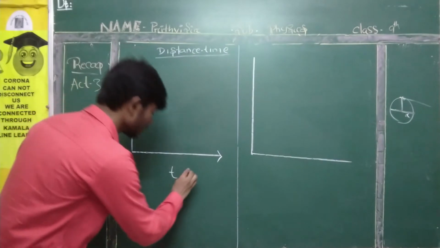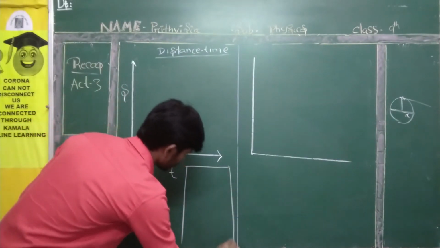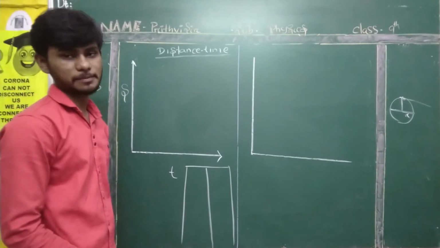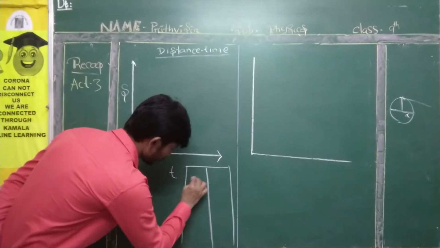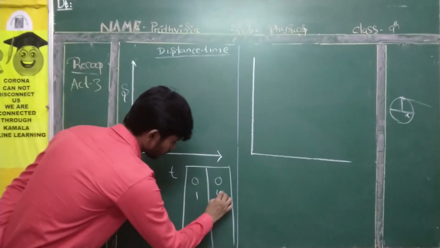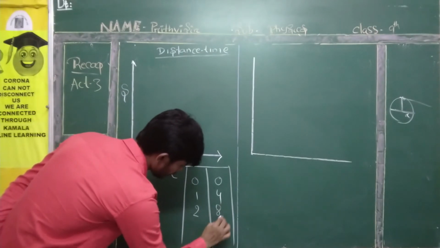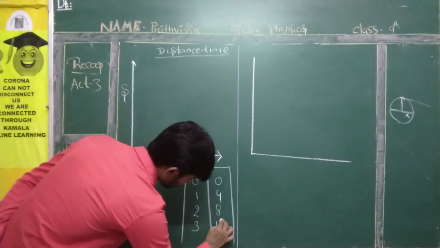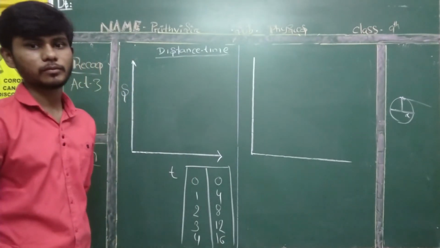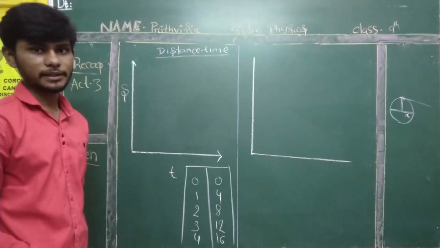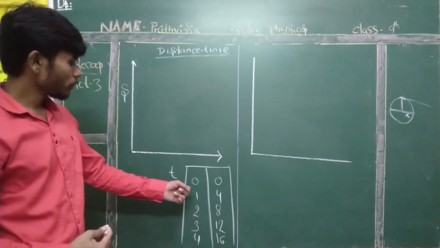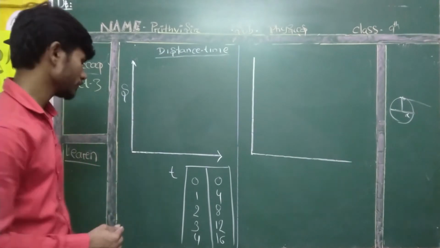Here a box is given. In that box they gave time and they gave displacement. First 0 second, 0 meter. 1 second 4 meter, 2 second 8 meter, 3 second 12 meter, 4 second 16 meter. That's what is given. Okay. Now we need to plot this on the graph.